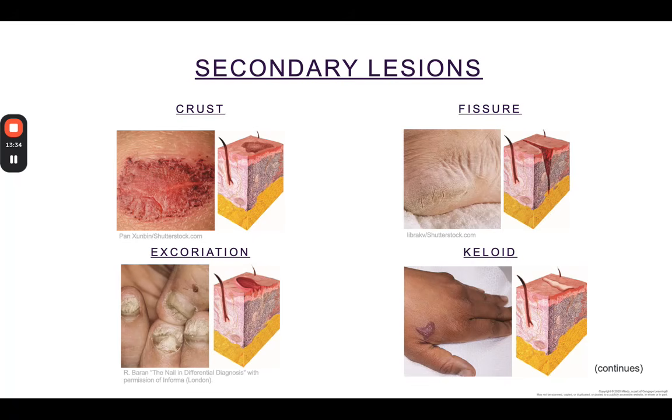If you've ever seen someone that bites their nails, you'll notice that the skin around their nails and their nails are also jagged. The skin is uneven, it's textured. So that would be an example of an excoriation.